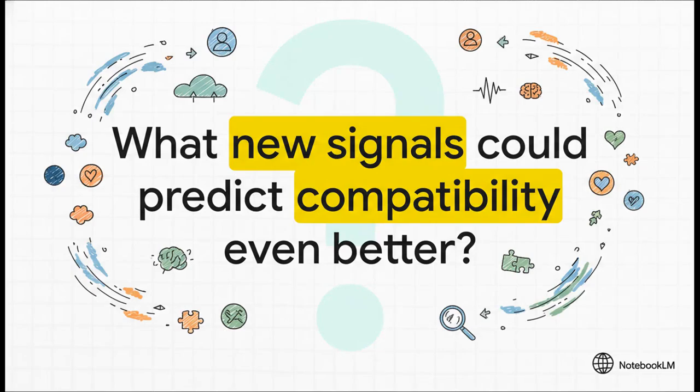So we've seen how this incredible system works today, but it really leaves you with a fascinating question for the future, right? As our technology and our digital lives keep evolving, what new signals could an algorithm like this even use to get better and better at predicting human compatibility? It's a challenge that will keep changing right alongside the tech itself.